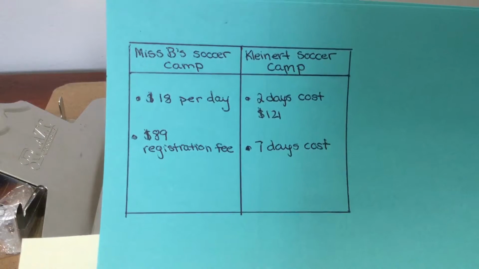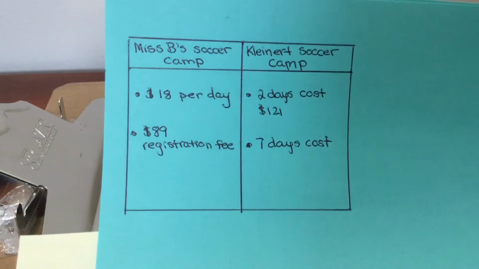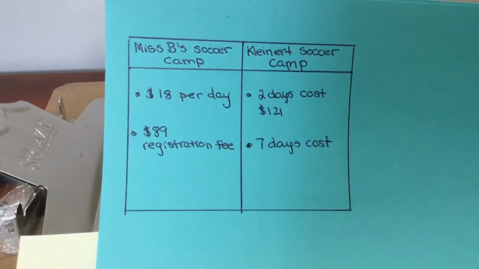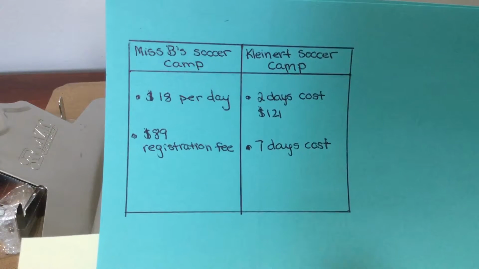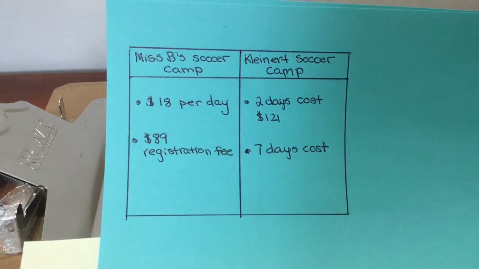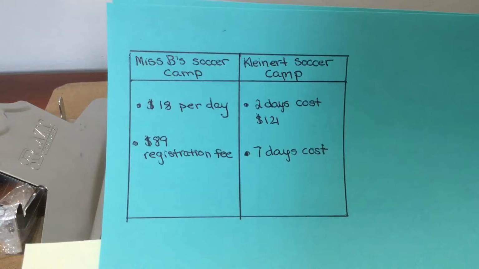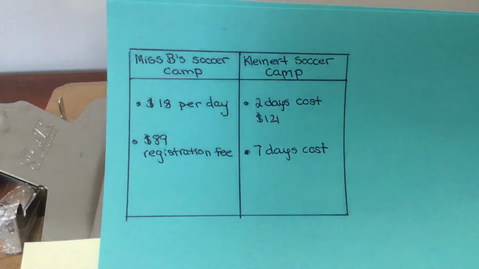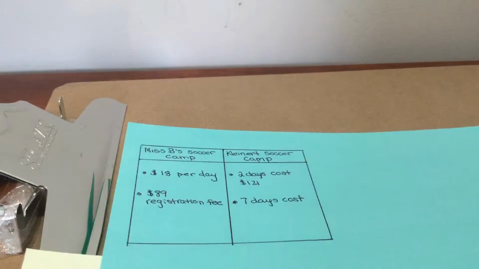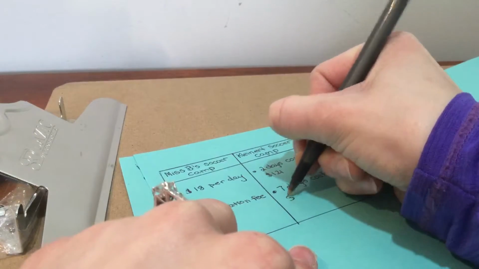So I have to pay $89 no matter what, and then an additional $18 per the number of days I go. So if it's 1 day, it's going to be 89 plus 18. If it's 2 days, well, 18 times 2 is 36 plus 89. That would be the cost of the camp. Now, Dr. Kleinert already has 2 days cost $121 and 7 days cost, and I forgot to write it down, $236. So let me add that.